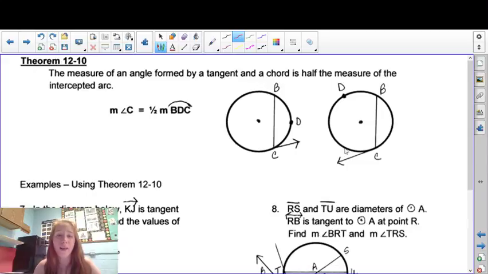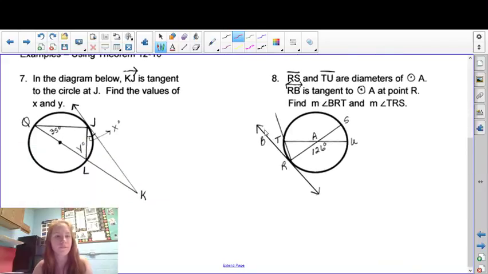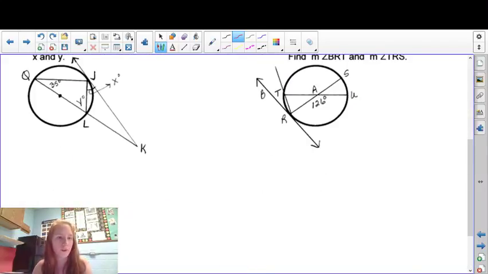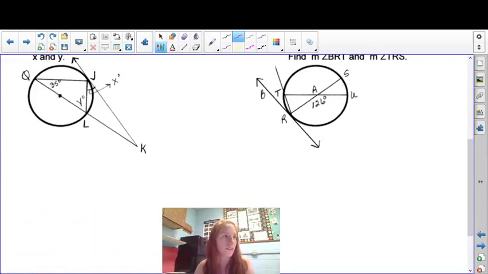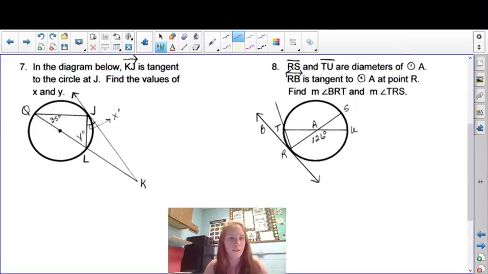Okay, anything that involves a tangent and a chord is half of the intercepted arc, so same kind of idea. I'm gonna move my camera for this one. In the diagram below, KJ is tangent to a circle at J. Find the values of X and Y.